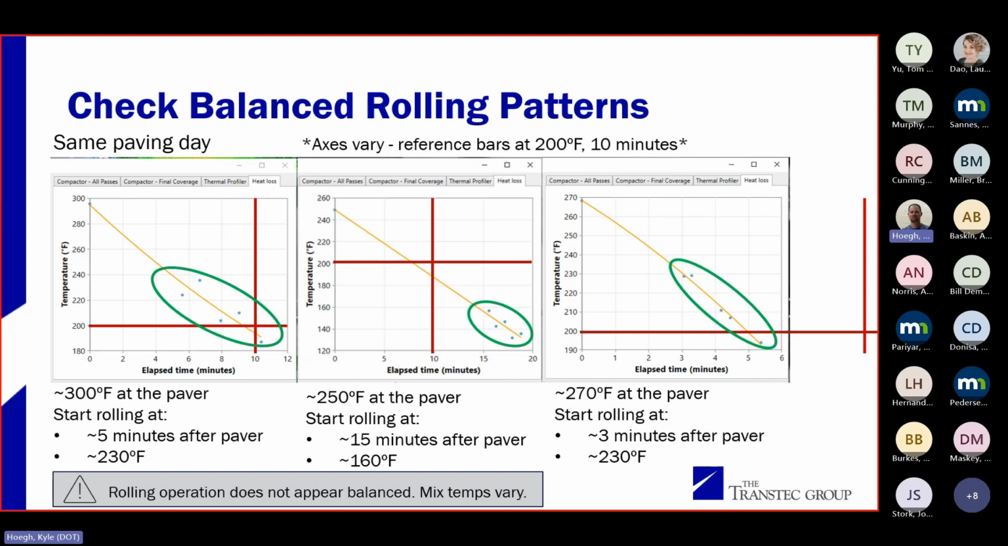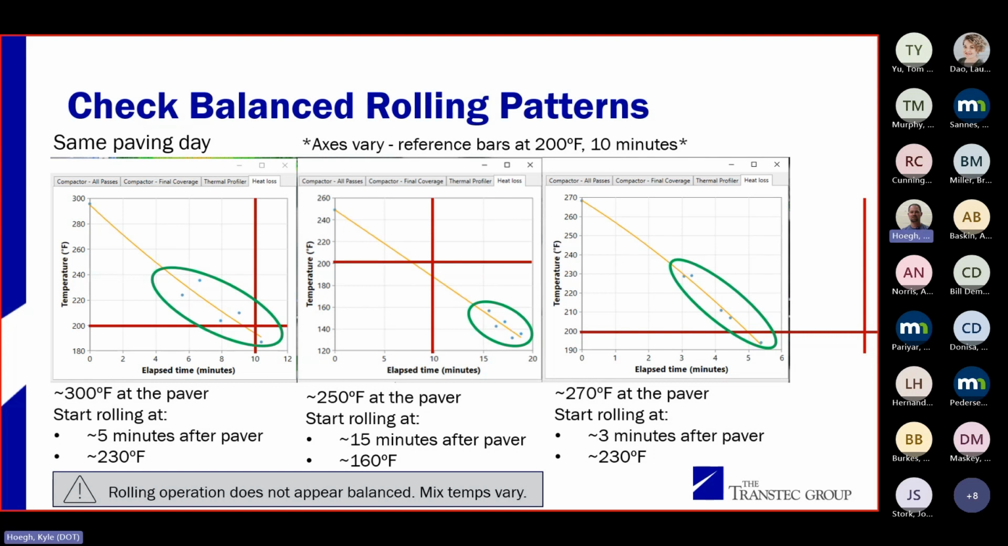So then I started checking more locations on the project, and they were all over the place, right? These are all the same day of paving. It's a lot to look at, so I'm going to explain what I'm trying to show you here. Those red crosshairs are all showing the exact same temperature and time passed. So in theory, those crosshairs should be in about the same place, right? Here we are in one location. We're almost 300 degrees behind the paver. Rollers are getting there about 6 minutes later. We're done compacting within about 10 minutes. Density's good. We're good.